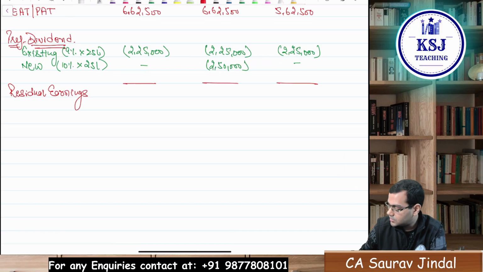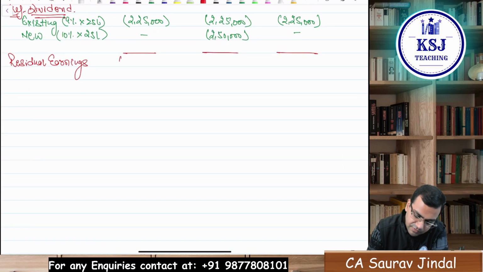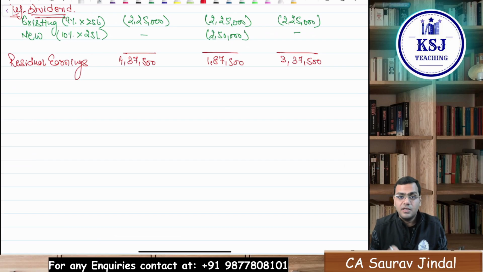Right? That is 6,62,500 minus 2,25,000. That comes to 4,37,500. Next one is 1,87,500. And this one is 3,37,500. This is the residual earnings, or we can say the earnings which are available for equity shareholders.